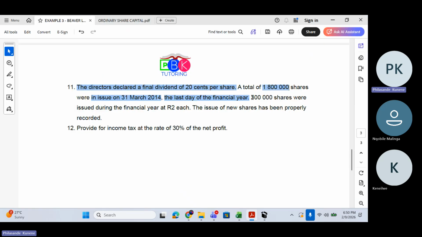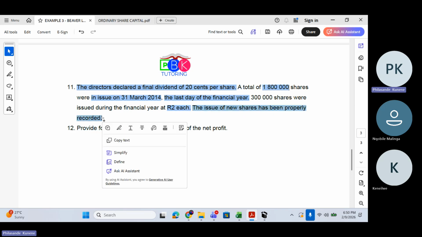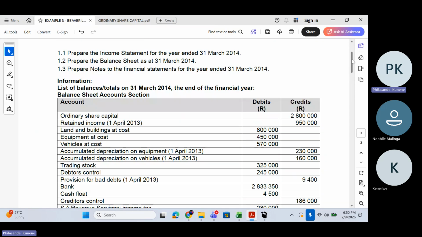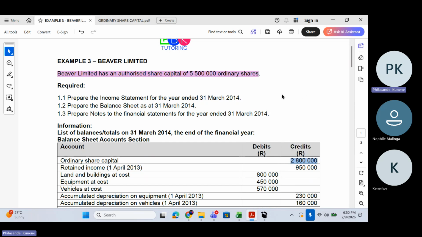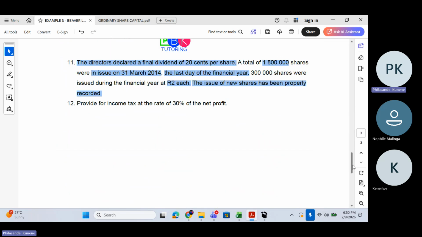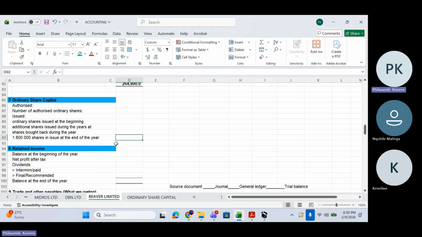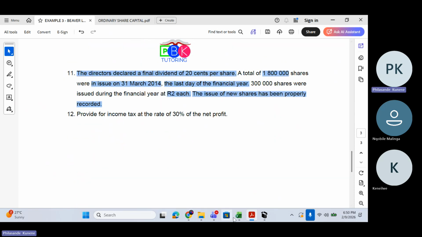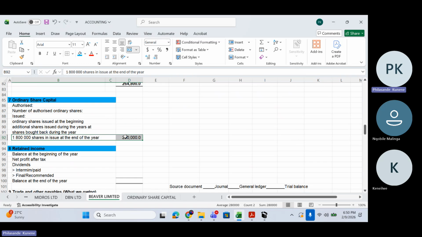Okay, let's carry on. They're saying here 300,000 were issued during the financial year at R2 each. The issue of new shares has been properly recorded. So what does that mean? It means that the amount that is sitting there is ordinary share capital at the end of the year, because already the issue during the year has been recorded. So I know very well that I have 2,800,000 rands here. Am I right on that? Do you guys agree with me? 2,800,000 that I'm going to have as my share capital at the end.